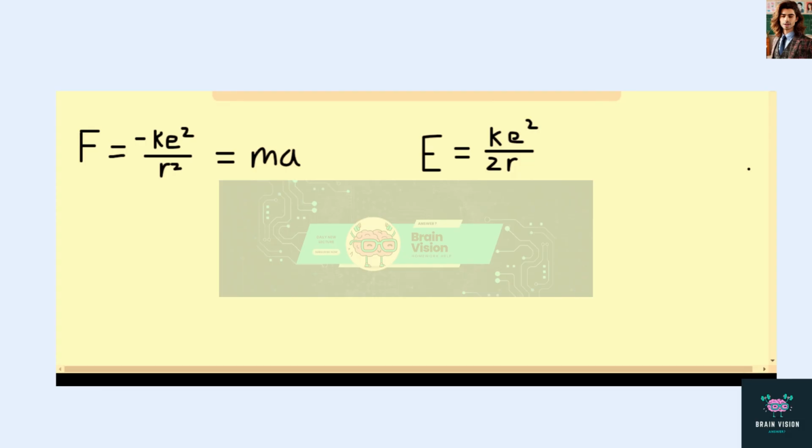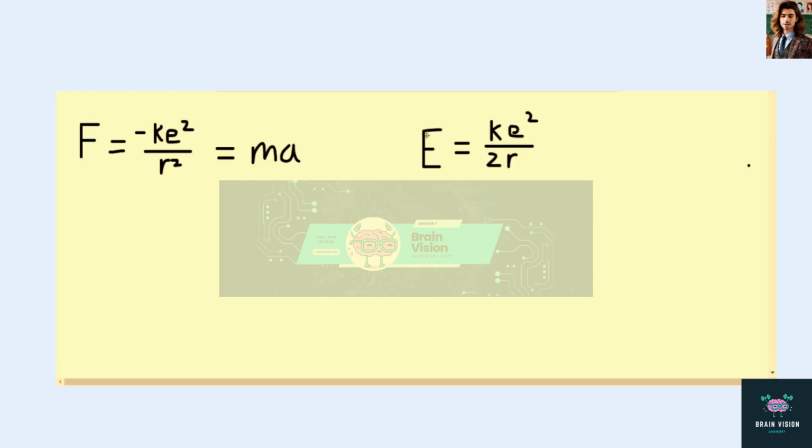To prove this equation of dr/dt, we're going to start with the fact that the Coulomb force is equal to negative k times e squared divided by r squared, which is equal to the mass times the acceleration. And the energy, E, is equal to ke squared over 2r. So first thing we're going to do is use this force equation to solve for acceleration. So we find that acceleration is equal to negative k e squared over r squared.